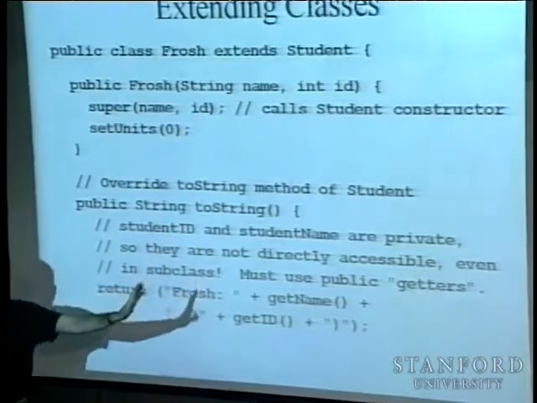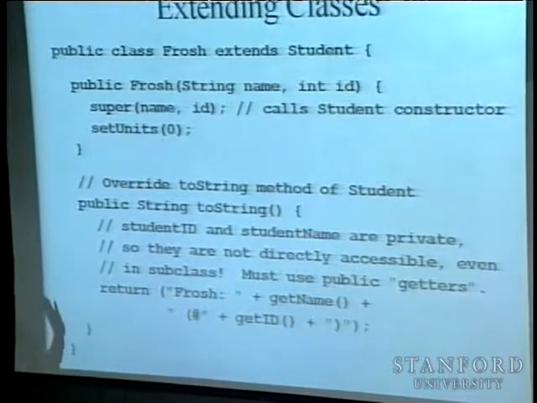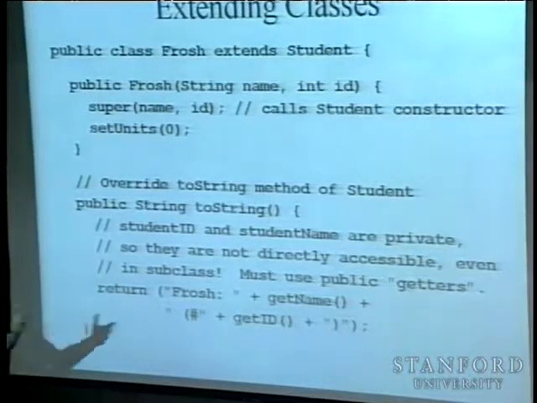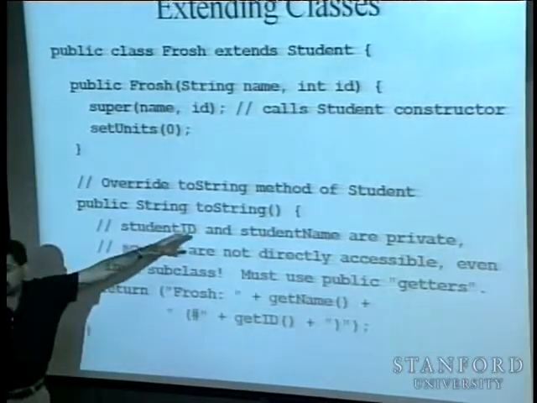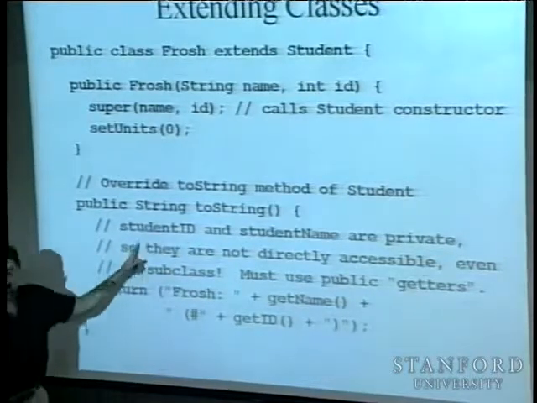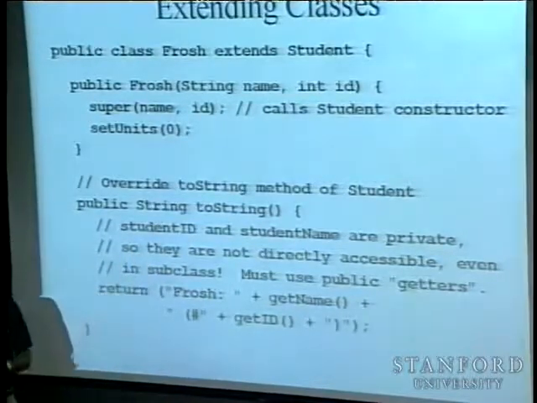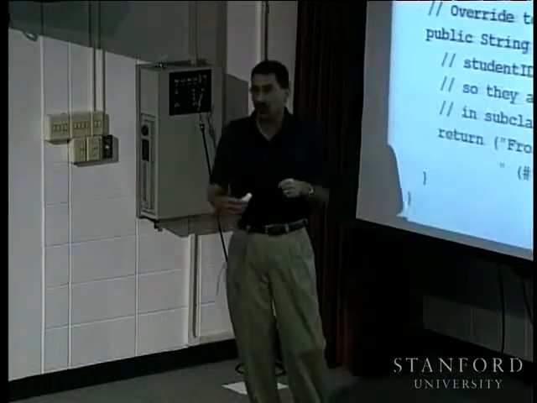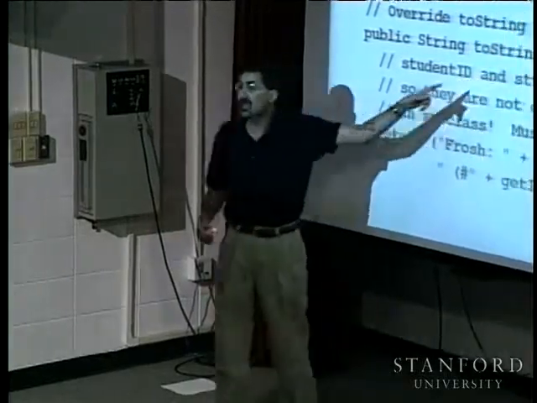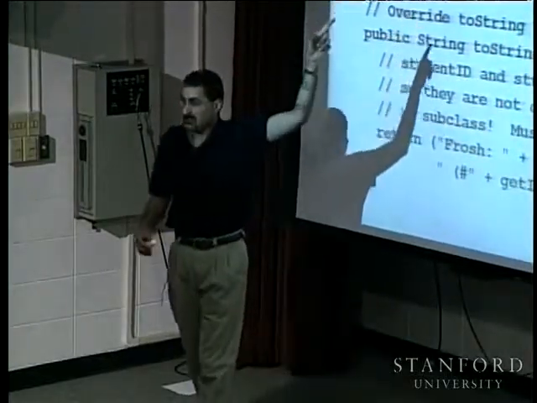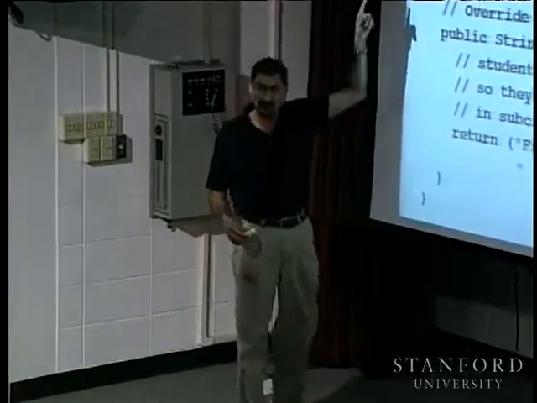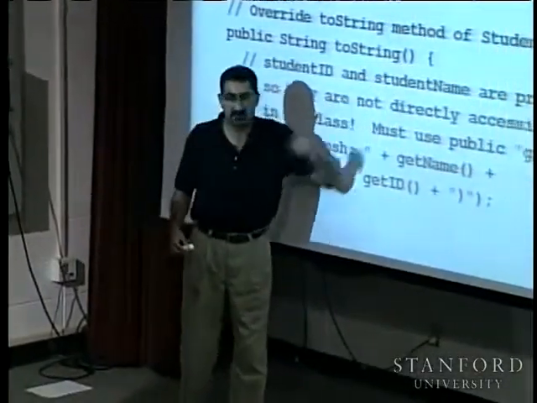The version that exists in the student is no longer germane for frosh. It's still germane, say, for sophomores or juniors who may not implement their own version of toString. But for frosh, it's going to call this version of it. So overriding just means forget about the old version. I'm overriding it with my new version that's specific to this particular subclass. Okay, any questions about overriding? It has to have the same name for the method and the same parameter list.